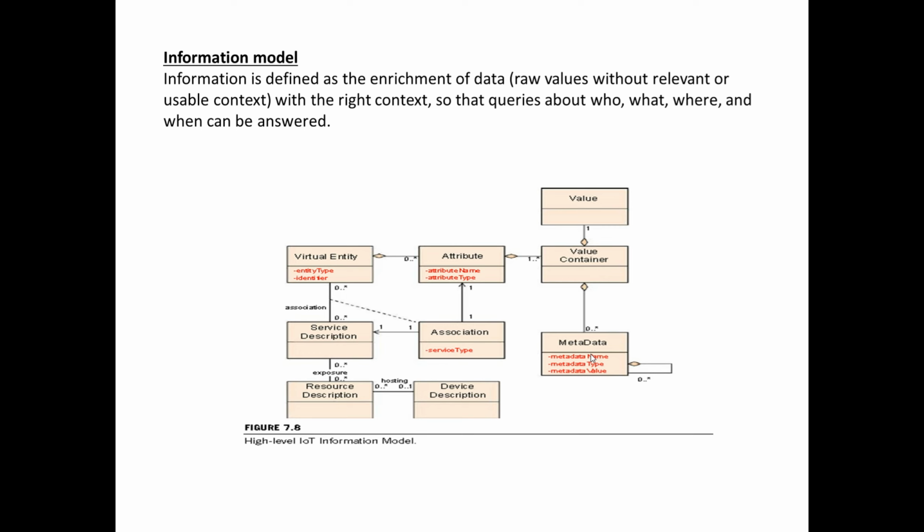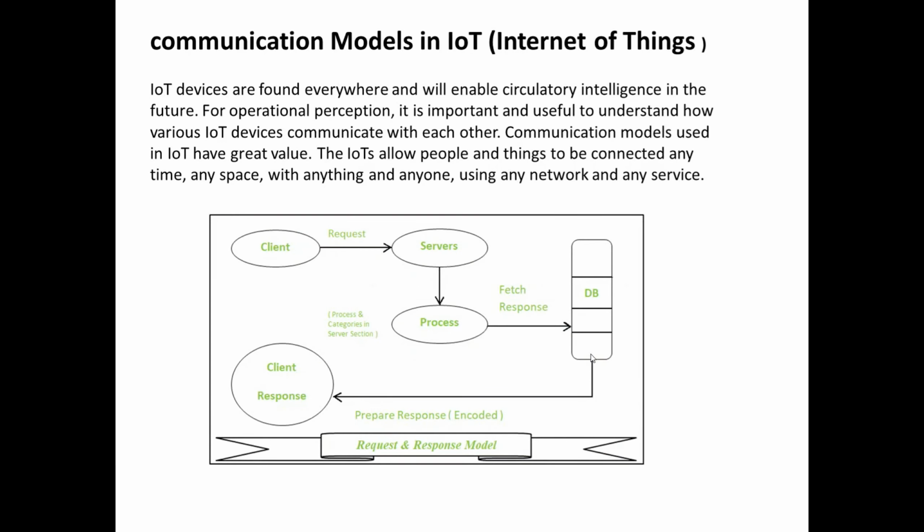And last, finally, is the communication model in IoT. Communication IoT devices enable the intelligence of the features. First of all, a client sends a request to the server and communicates with the server to process the data. The process of the data, the communication process and sending to the databases. Sending the data in batches, then sending the response.